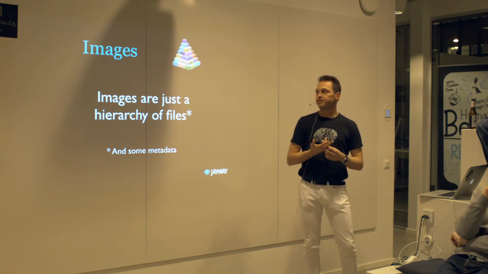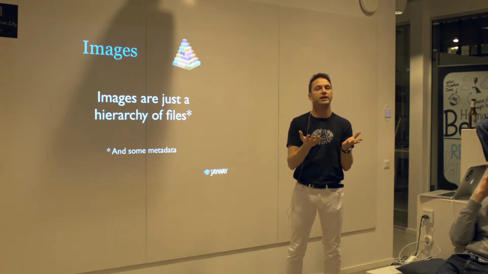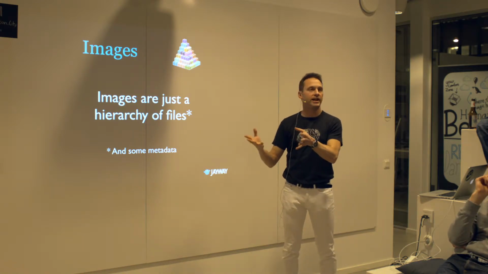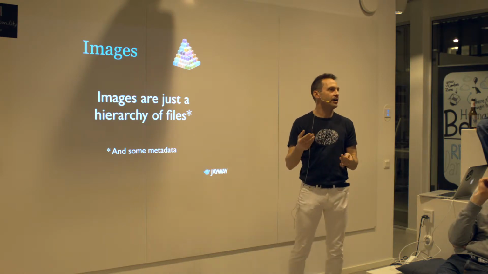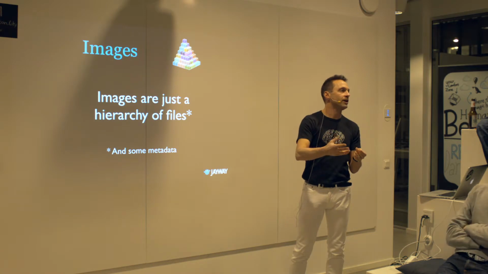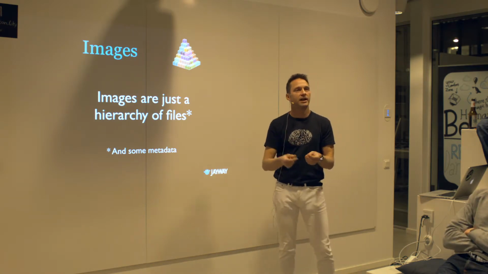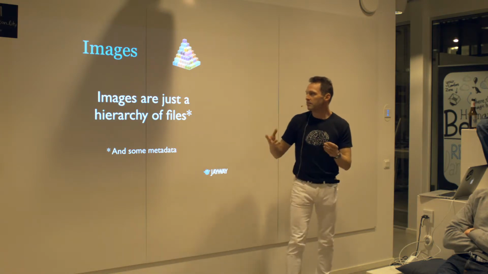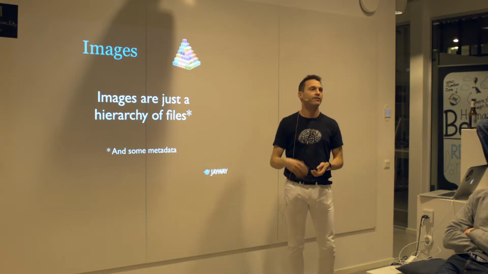So, images. Images are just a hierarchy of files. You can think of them almost like a tar archive. But they also have some metadata that will be used when you start the container. So they have a default command that is run. They have some environment variables that will be set. And they have some ports that will be exposed. But in its simplest form, it's just a hierarchy of files.